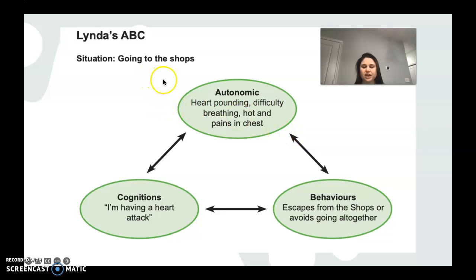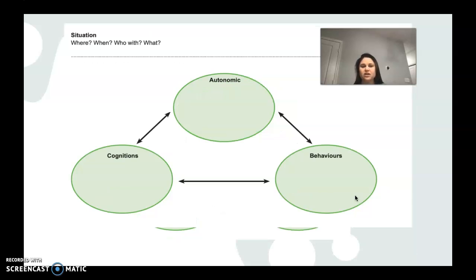You're going shopping. So you're thinking, I'm going to have a heart attack. You're feeling your heart pounding. You have difficulty breathing. And then your behavior, you leave the store. So that's more of a negative outcome. And so if we were to reverse this and try to make the triangle positive, then the outcome will be more positive.